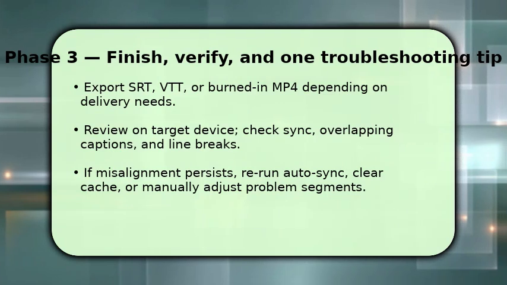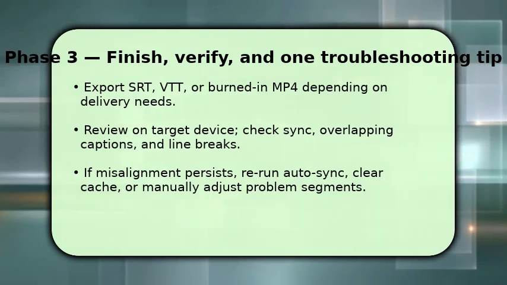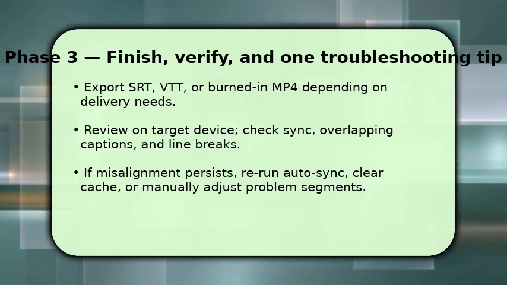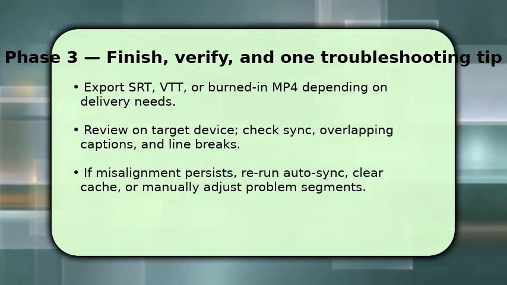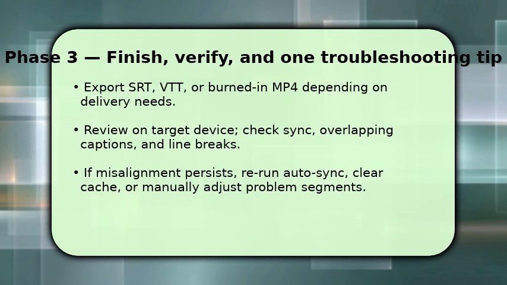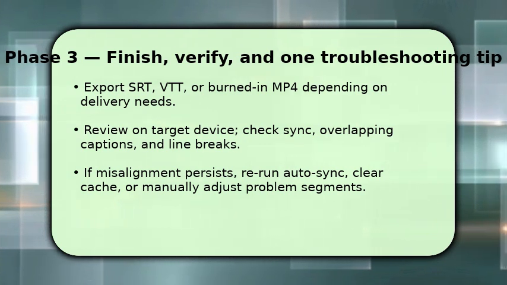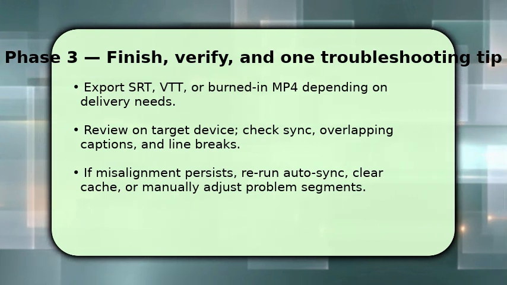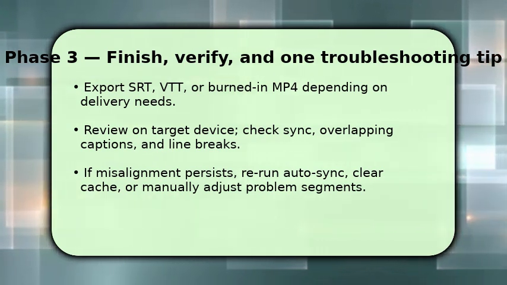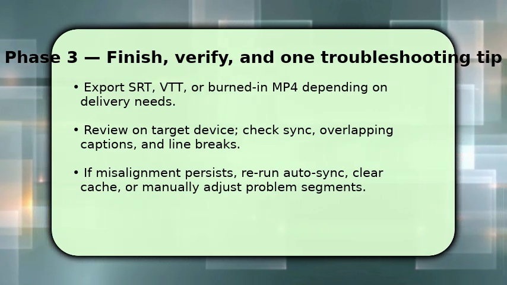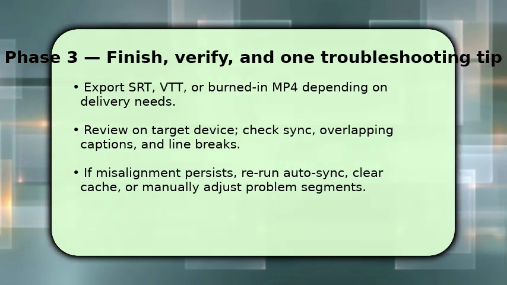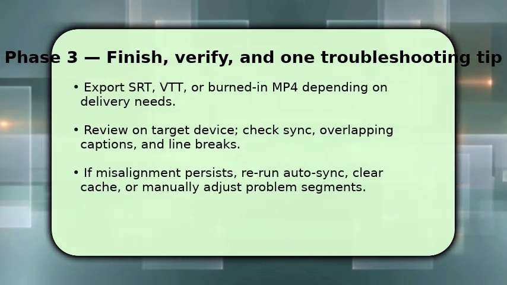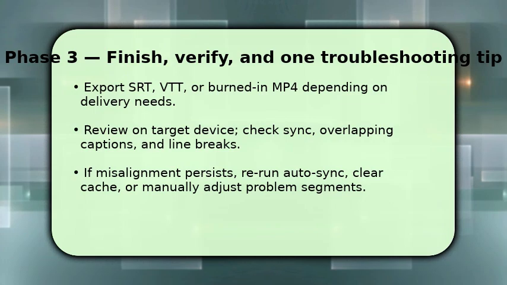You're ready to export and validate the final subtitles. Pick SRT or VTT for text delivery, or burn-in if a locked file is needed. Then play the exported file on the target device to confirm sync, check for overlapping captions, and ensure line breaks stay on screen long enough. If you encounter persistent misalignment, first rerun AutoSync and clear the app cache. If that fails, manually adjust the offending segments and re-export. This final pass ensures accessibility and a polished viewing experience.